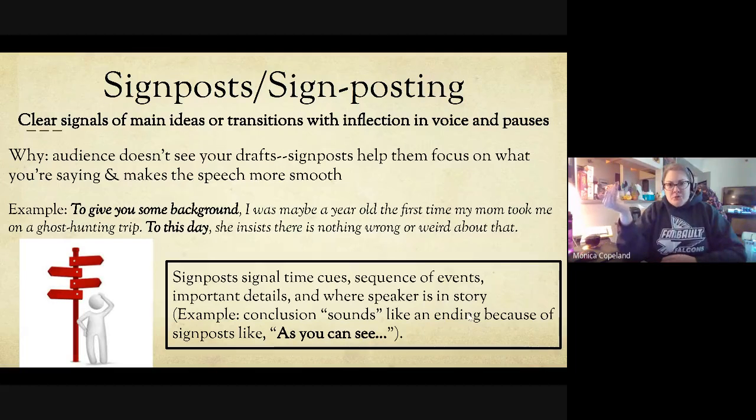So a couple of ways you can find signposts or you can write them is time cues, like I just said. Anything where you're making clear the sequence of events. So if you say things like first, second, third, those are always signposts. And then any important detail about where the speaker is in the story. So setting, main characters, things like that.